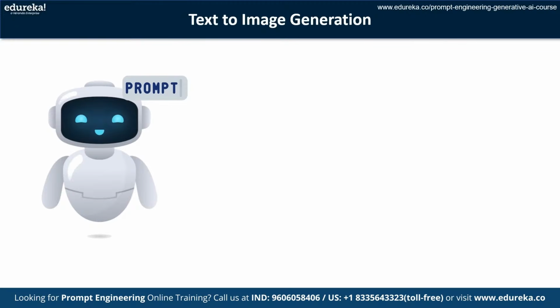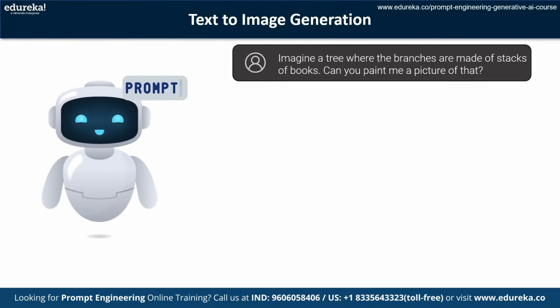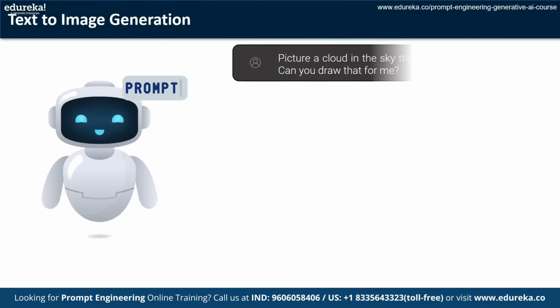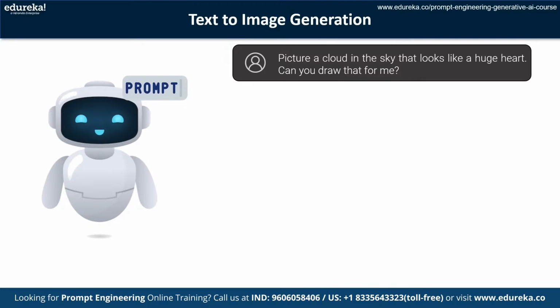For example, the prompt is, imagine a tree where the branches are made of stacks of books. So can you paint me a picture of that? And for the given prompt, we got the image generated as something like this. An imaginative portrayal of a tree with branches composed of stacked books, each book representing a leaf and covers visible. And the next prompt is, picture a cloud in the sky that looks like a huge heart. Can you draw that for me?